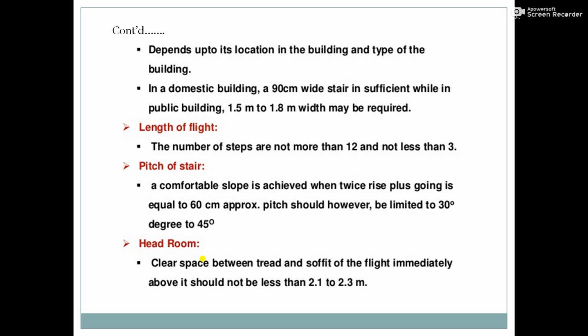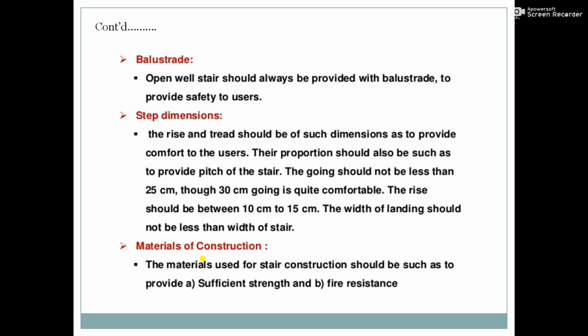Then headroom. A clear space between the tread and the soffit of the flight immediately above it should not be less than 2.1 to 2.3 meters. Then the balustrades which are provided, these should be open well. Stair should always be provided with a balustrade to provide safety to the users.